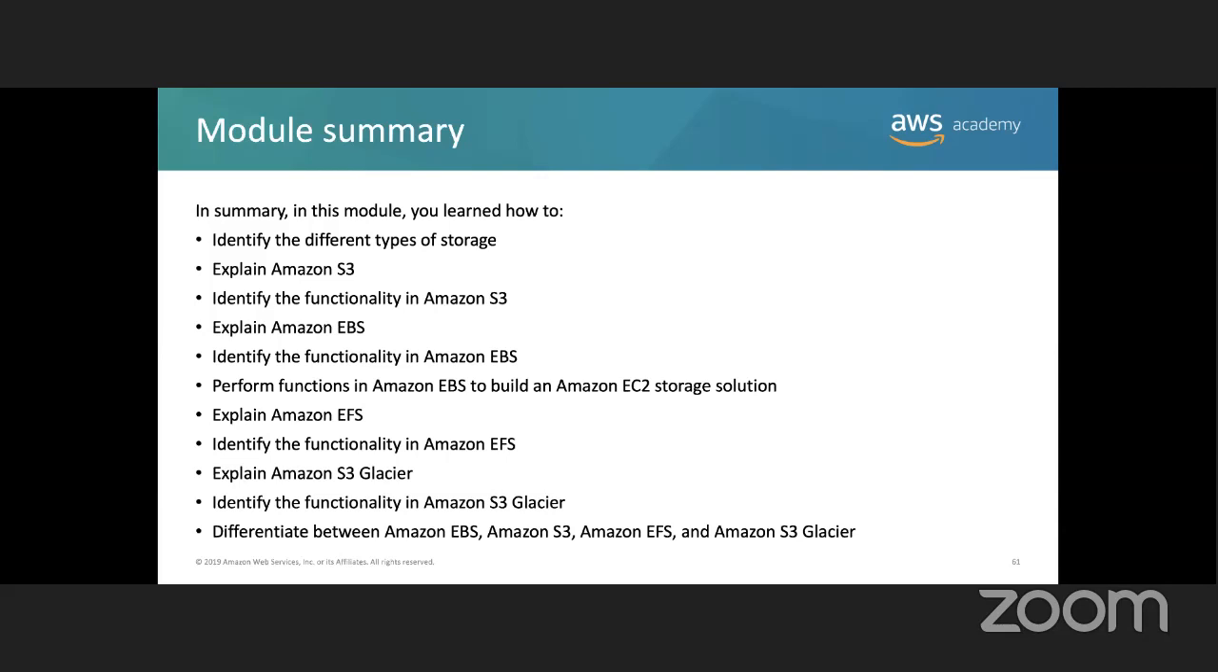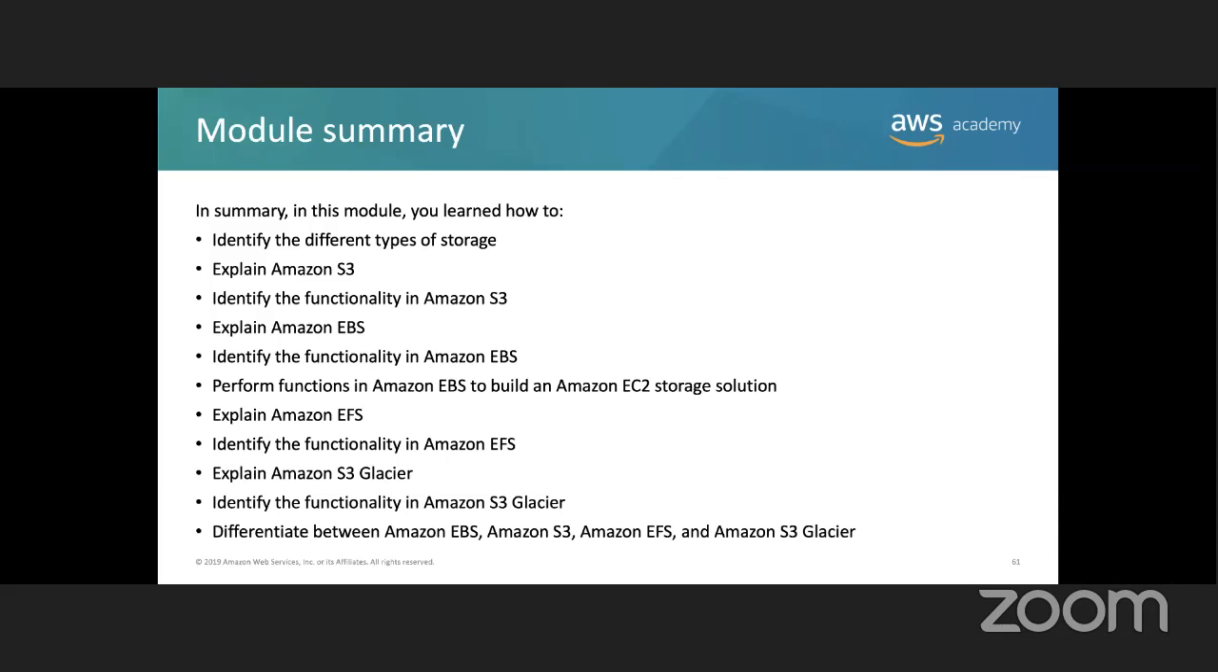What are the four different types of volumes that we saw in class? Cold. Cold is one of them. General purpose. What else? Provisioned IOPS. And the other one? Throughput optimized. Okay. What is EFS?